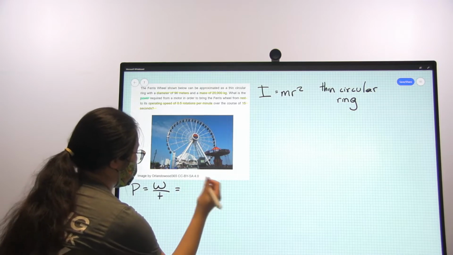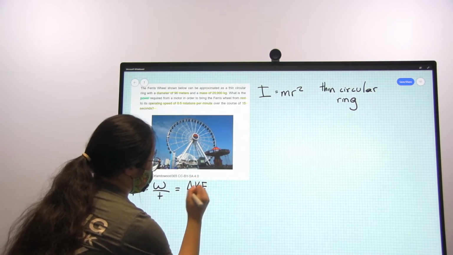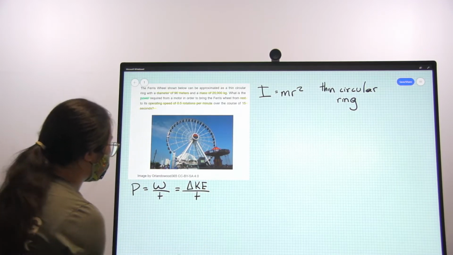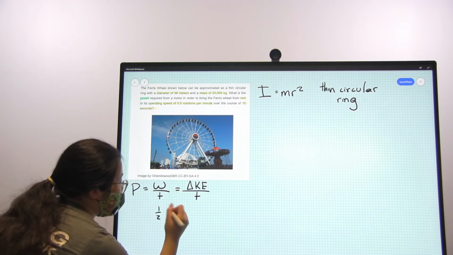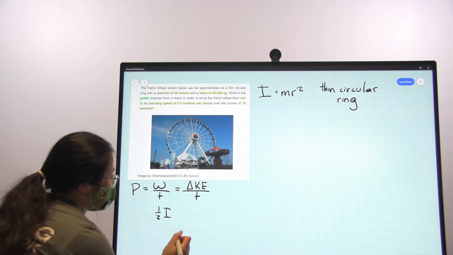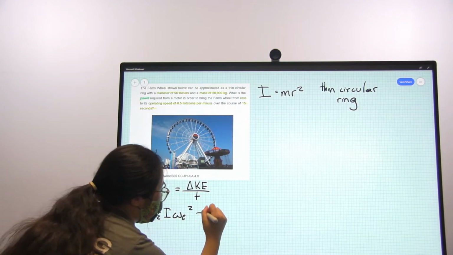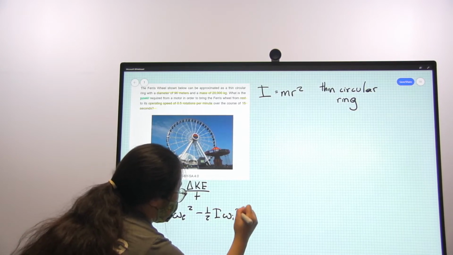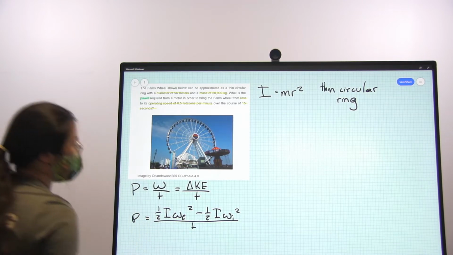But then due to the work energy theorem, we can see that work is equal to the change in kinetic energy. So power is change in kinetic energy over time. To find the change in kinetic energy, we take the final kinetic energy, which is 1/2 I omega final squared, minus the initial kinetic energy, which is 1/2 I omega initial squared. All of that divided by time is going to equal power for us.